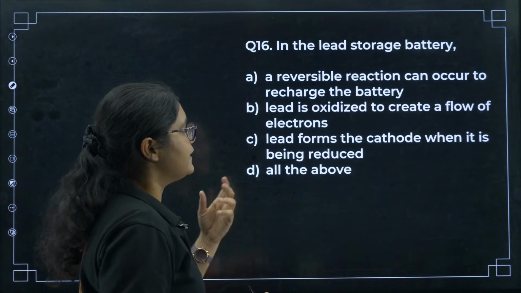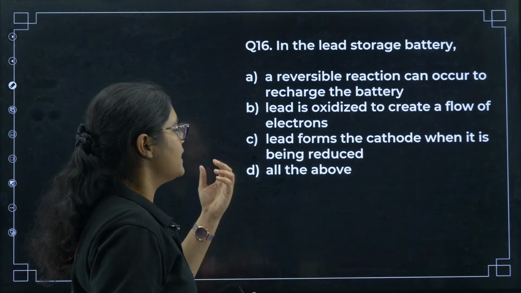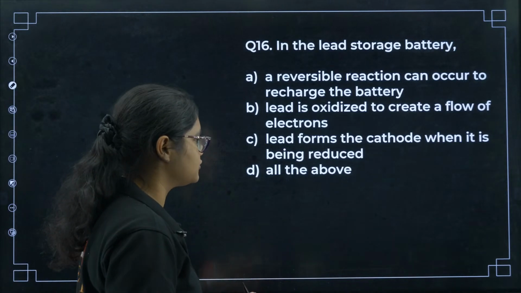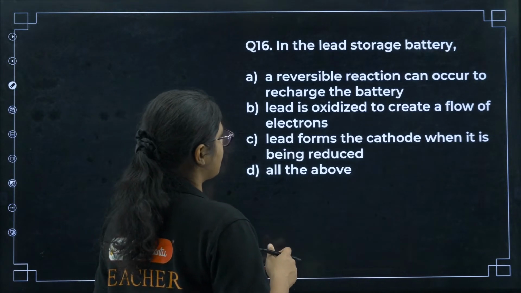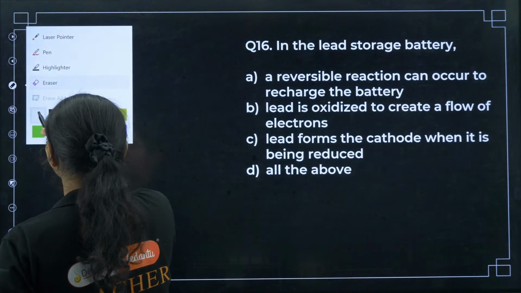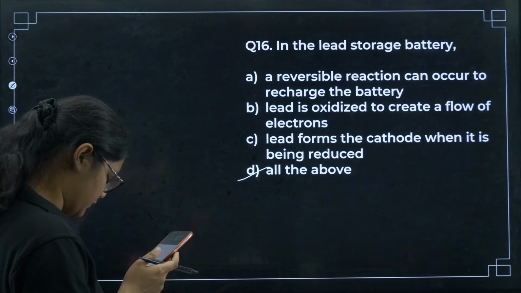Yes, definitely. Lead is oxidized to create the flow of electrons. That is also correct. Lead forms the cathode when it is being reduced. That is also correct. So the correct answer is option number D, all the above. Right? 16D, yes, all of you are correct.